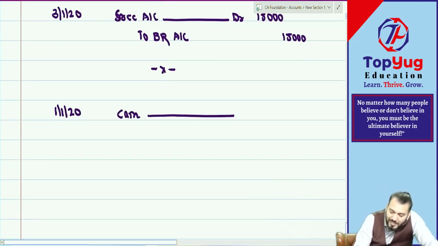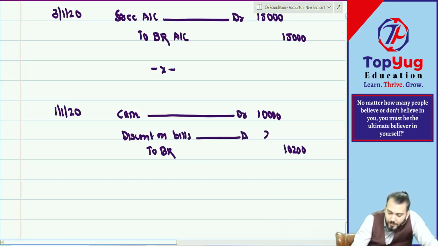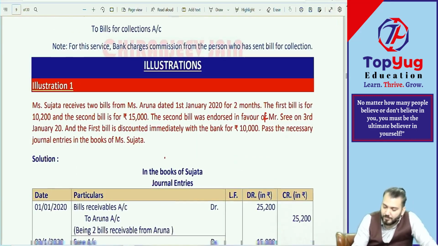Correct. But how much amount? How much amount collected? 10,000. What was the amount of bill? 10,200. So what is the discounting charges? You're going to discount on bill, discounting charges account debit. How much? 200. Done. Only these three journal entries. Check कर लो.